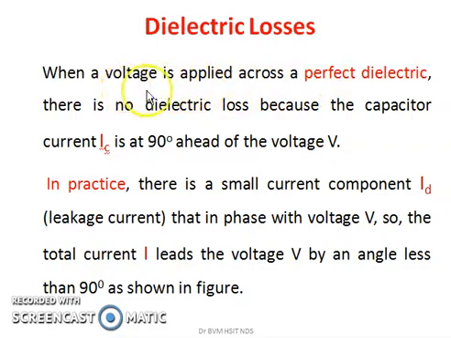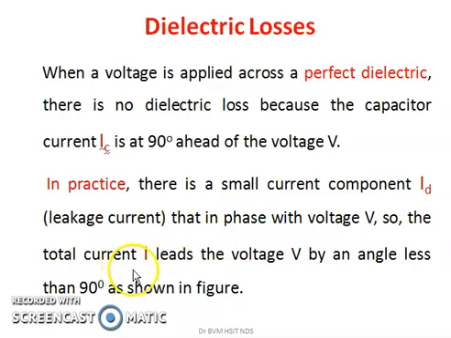When we apply a voltage across a perfect dielectric, then there should not be any dielectric loss, because the capacitor current IC is 90 degrees ahead of the applied voltage. A pure capacitor does not consume any power, but you have no such perfect dielectric. So in practice, there is a small current component, ID, called the leakage current, that is in phase with the applied voltage.